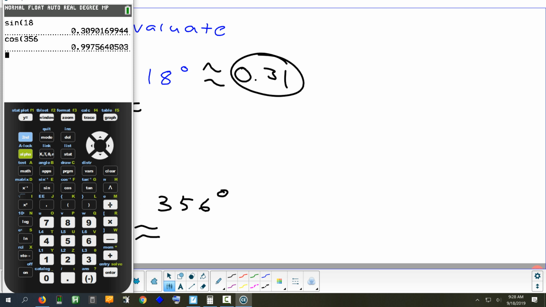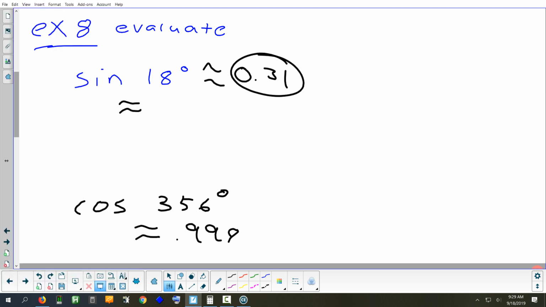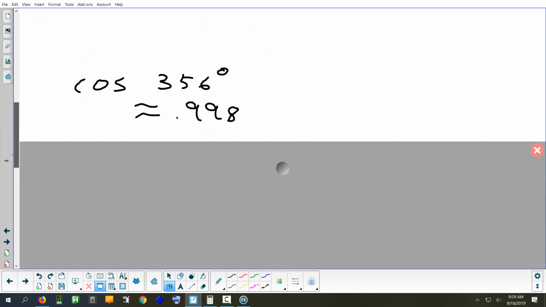0.98. Let's check. Or, wait, 1.0. So when I typed it in, I got 0.998. All right, so I'll round this one to 3 decimal places. Otherwise, I'd have to round it to 1. Right, so I'll just say 0.998. So it's pretty close to 1.